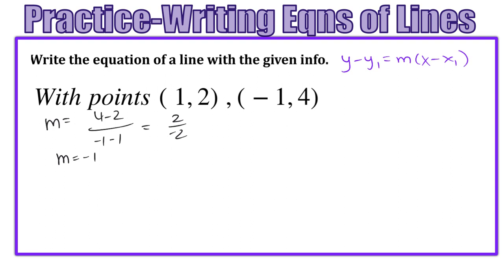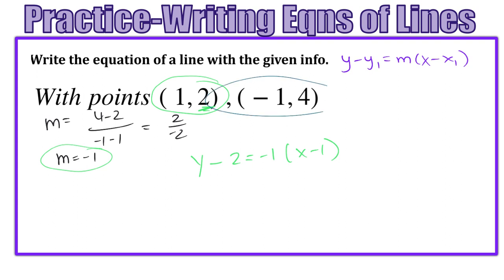Now, if we're going to use point-slope form, all we need to write the equation of a line is the slope and any point. So I'm going to go ahead and use this point. So we're going to write y minus the y value of this point, which is 2, equals our slope, negative 1, times x minus the x value of this point.